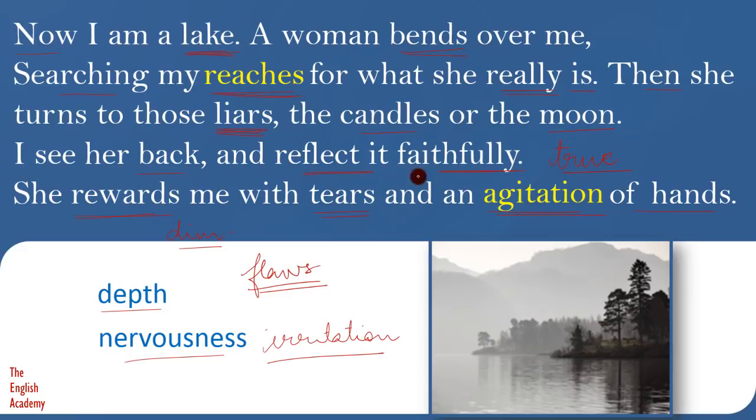The mirror says that I am very faithful to the woman. I show her true image, which is very harsh for her to bear. And so she gets unhappy. She rewards the mirror with tears. She starts weeping and she waves her hand in opposition to what she sees in the mirror.